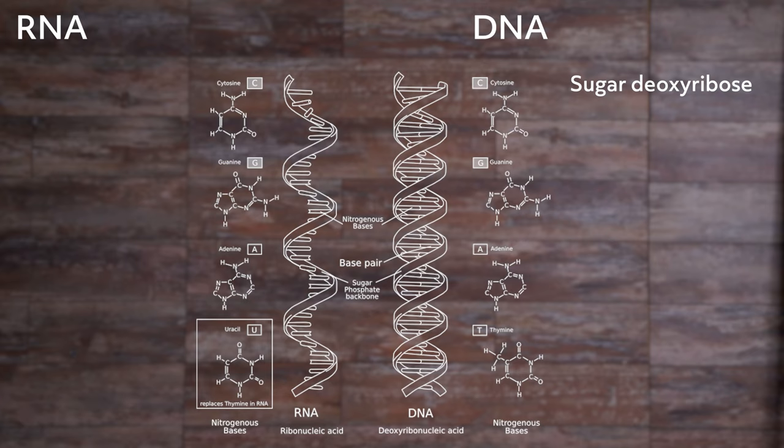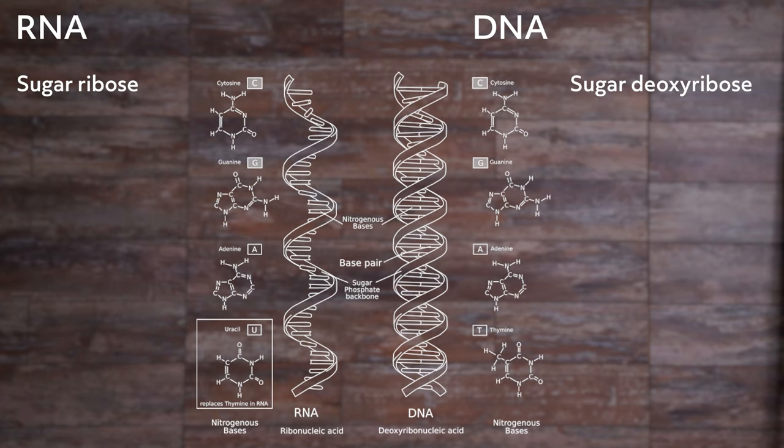Now, let's review and compare DNA and RNA. DNA has the sugar deoxyribose, while RNA has the sugar ribose. The difference between ribose and deoxyribose is fairly subtle. Ribose has one more OH group than deoxyribose has, and that is the only difference.